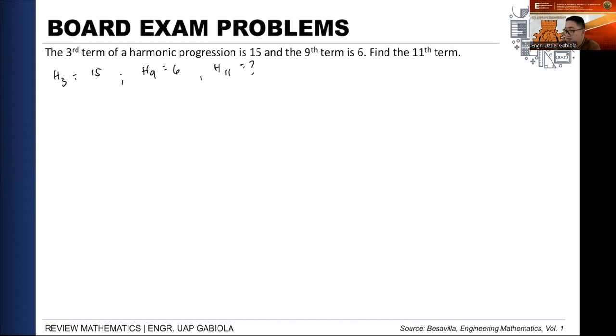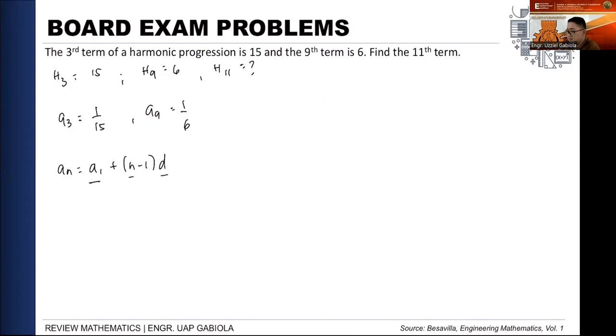Okay? So, kunin muna natin yung equivalent na arithmetic progression. So A3 is equals to 1/15, and si A9 is equals to 1/6, no? Since harmonic progression yan, pwede tayo makakuha ng value gamit yung formula natin. Diba? Ang An is equals to A1 plus (n minus 1)d. Pero wala tayong value ng A1, wala din tayong value ng n, wala din tayong value ng d.